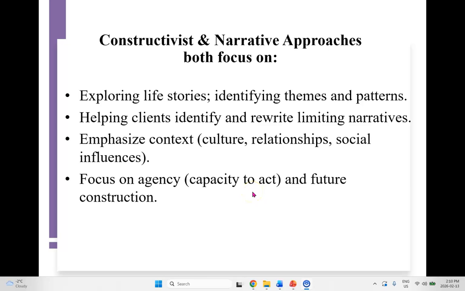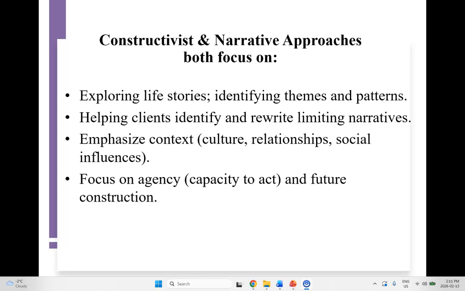Constructivist and narrative approaches are a little hard to distinguish and separate out. There's a lot of overlap between them. And some of the common themes between the two is that they rely on exploring life stories, helping clients to identify themes and patterns in those stories, and helping clients to identify and rewrite limiting narratives within their stories.